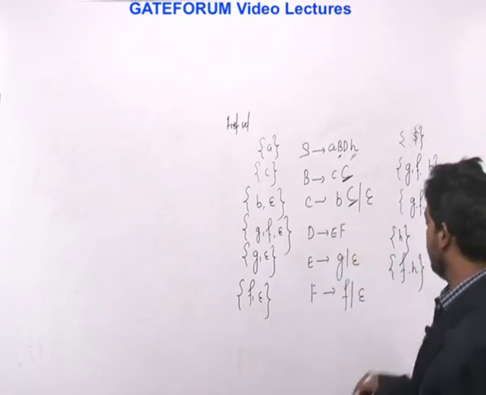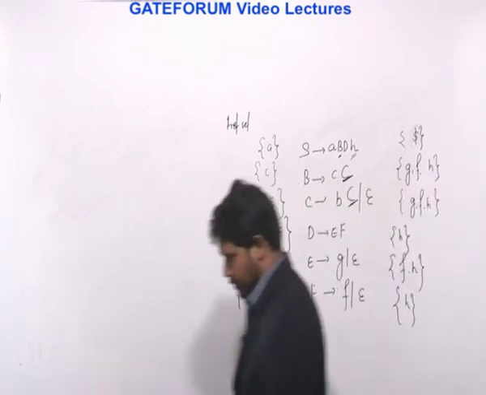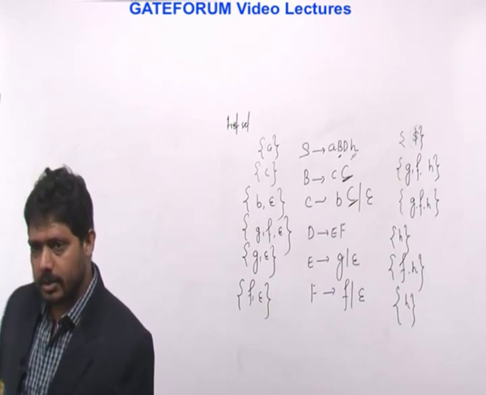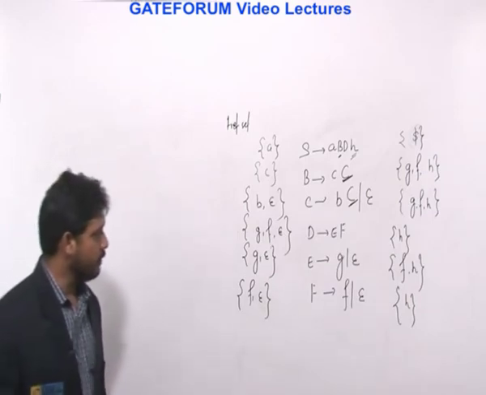Follow of F, directly the last symbol. Follow of F is follow of D, which is equal to H. So this is the calculation for the follow set.